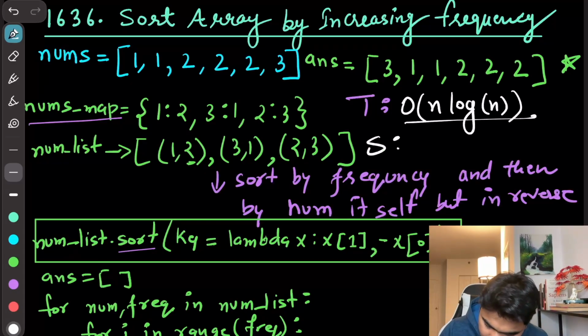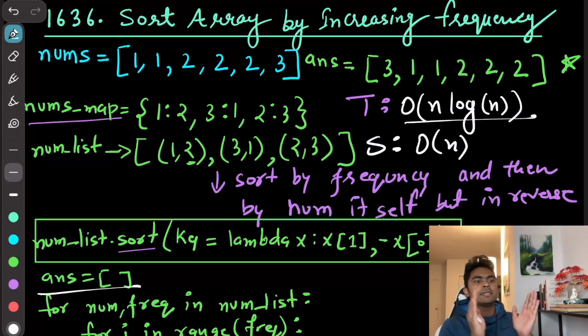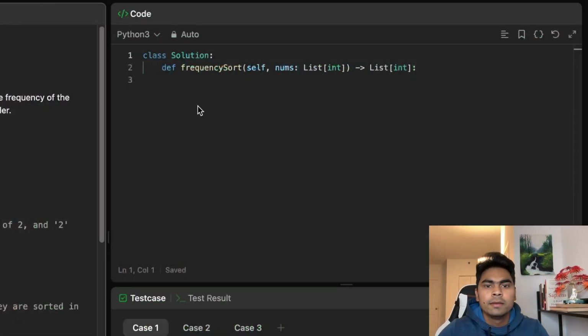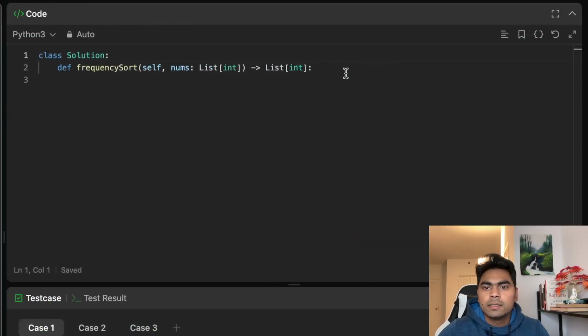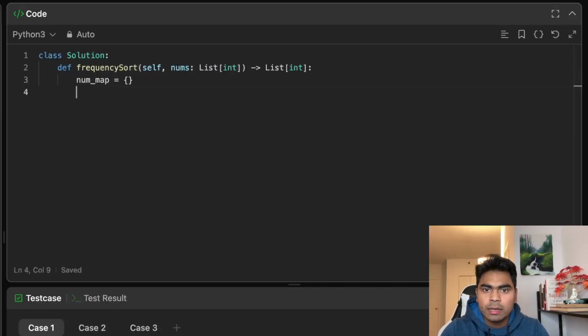And how about space complexity? Well, we are building an answer, so that will be big O of n. That is our answer. Let's go ahead and implement it and get it done. All right. Okay, so let's create nums map. Num map. I'm going to have an empty one. You can use Counter here. It's Python, right?